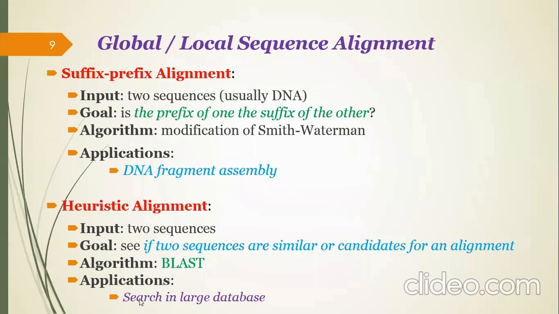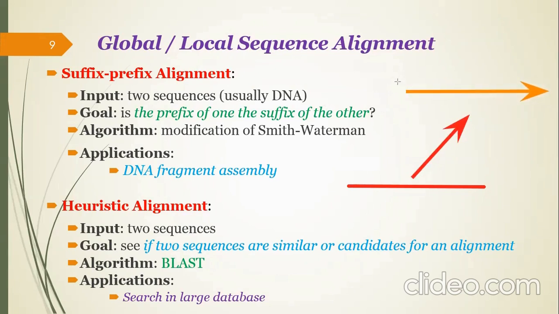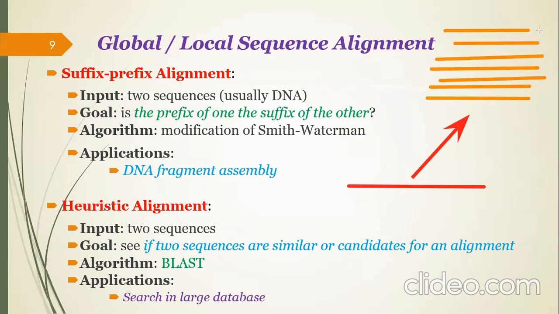So what is the difference between heuristic and local and global actually? In local and global we provide both sequences, all sequences we provide them, but in heuristic alignment we provide only one sequence, and the database then searches that sequence. The database already has multiple types of sequences. So it already has the sequence bank, it has too many sequences, and this is the data bank.